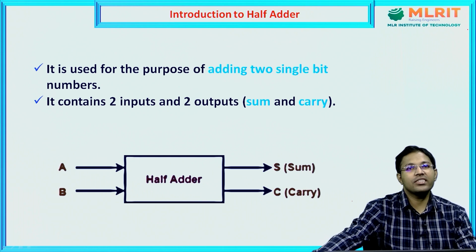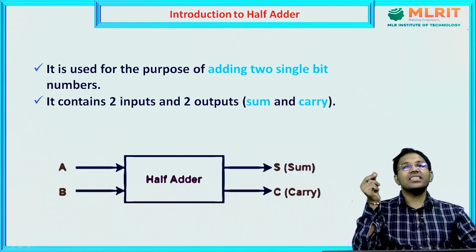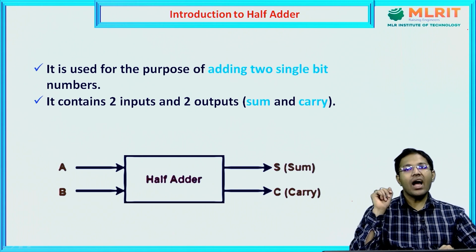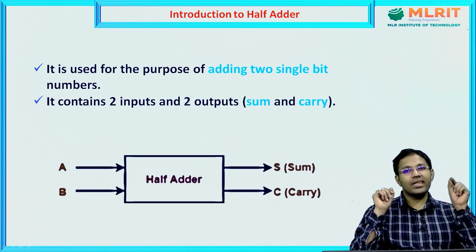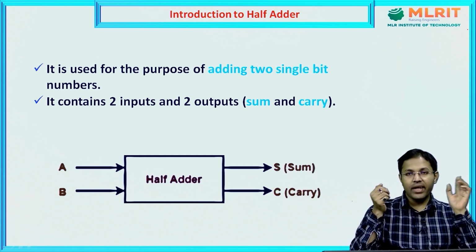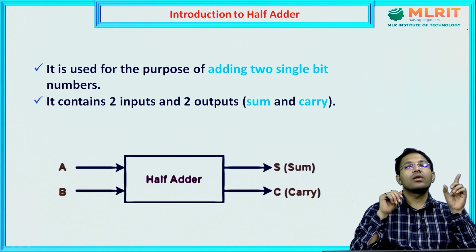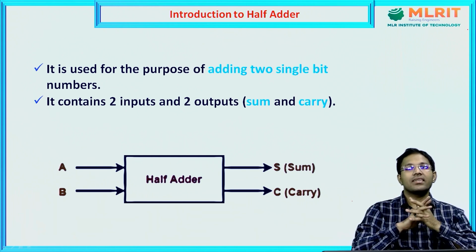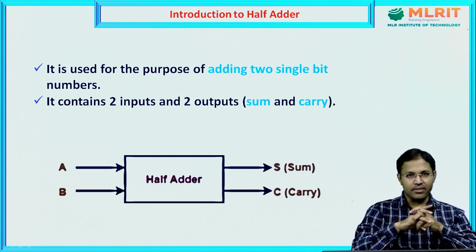So first, introduction to half adder. Addition of 2 bits is nothing but half addition. For example, 1 bit can be represented by 0 or 1 in binary form. So 1 plus 1 or 0 plus 1 or 0 plus 0. Such combination is nothing but half addition.